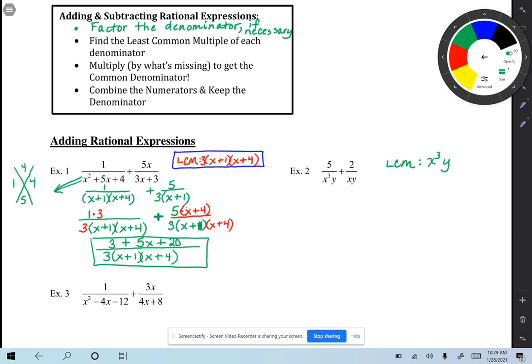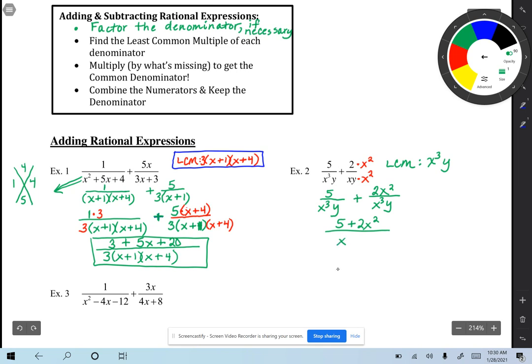The first fraction has everything, so you don't multiply top and bottom by anything, because look, in the denominator, it's everything. Second one, however, is missing an extra x squared. It only has one of them, but it's not missing a y. So that would be plus 2x squared over x to the third y. Here we go. And now we're ready to combine the numerators. So we have 5 plus 2x squared all over x to the third y.